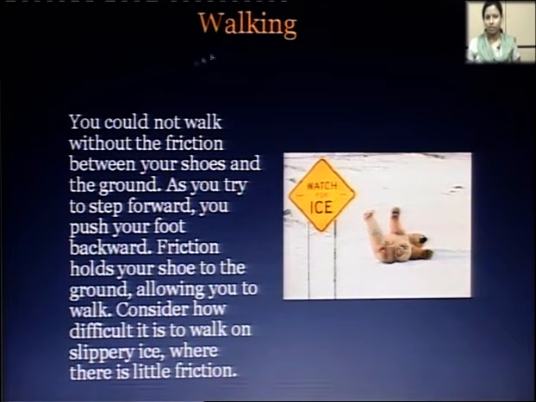First one is walking. We cannot walk without the friction between your shoes and the ground. As you try to step forward, you push your feet backward because the friction holds your shoes to the ground. It allows you to walk.